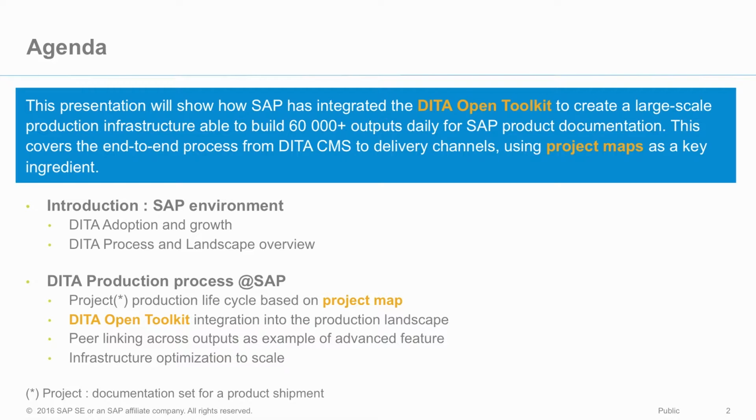I will be taking an example of an advanced feature we have implemented also, which is about peer linking across outputs. And some words about all kinds of optimization we have done to the infrastructure to scale and mitigate the growth we are dealing with. For the rest of the presentation, when I use the term project, it means really a documentation set for a product shipment, so for a product that we ship to our customers.